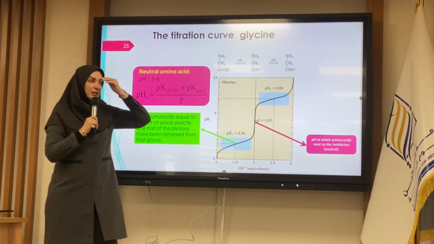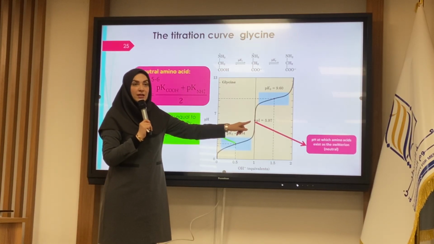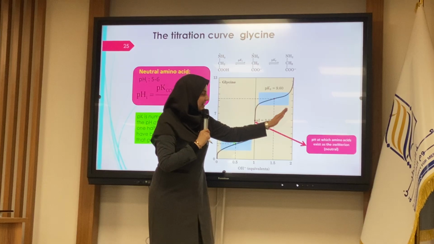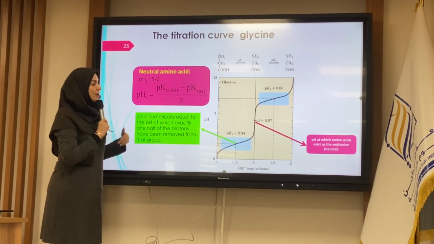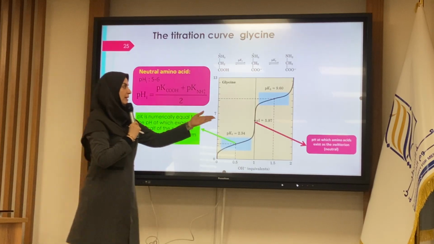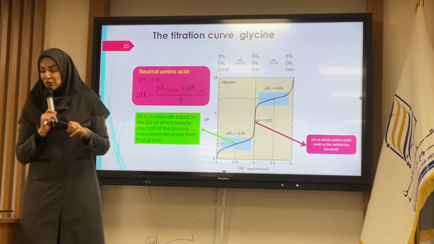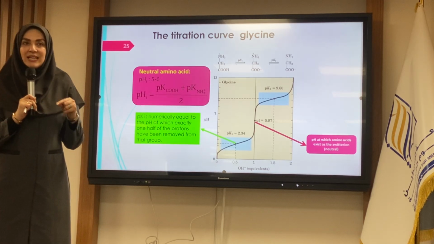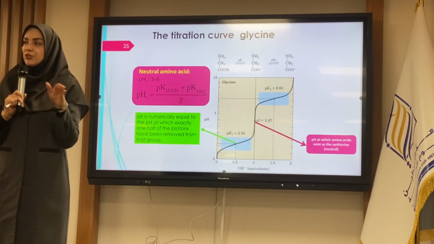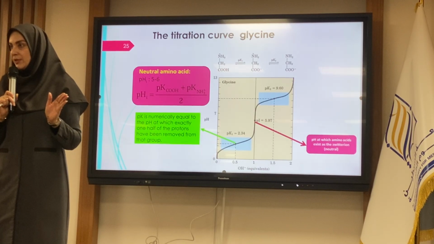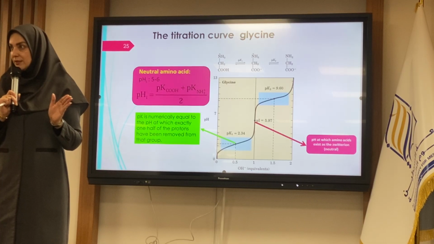And as your friend mentioned about the definition of the isoelectric pH, he mentioned that it is at the middle of your curve. How can I calculate the isoelectric pH? One of your sample questions is calculating the isoelectric pH for all types of amino acid. Okay? Do you have any question?